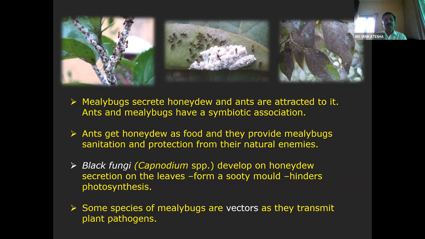One more problem is black fungi. The Capnodium species, as you can see here, develops on honeydew secretion on the leaves and forms sooty mold. This hinders photosynthesis, so this is an indirect effect. The presence of ants is also an indirect effect. The direct effect is sucking the sap and weakening the plants. Some species of mealybugs are also vectors that transmit plant pathogens. So mealybugs are very important, with both a direct effect and an indirect effect. Next slide, please.